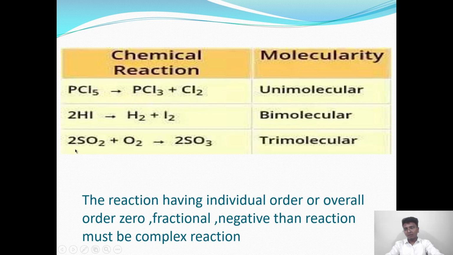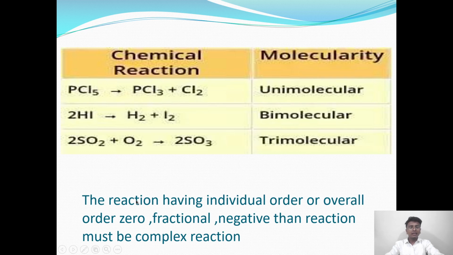And in the third example we have 2SO2 plus O2 that converts into 2SO3. Here two molecules of SO2 collide with one molecule of O2, and here we have the effective collision of three molecules. So this reaction is a trimolecular reaction.